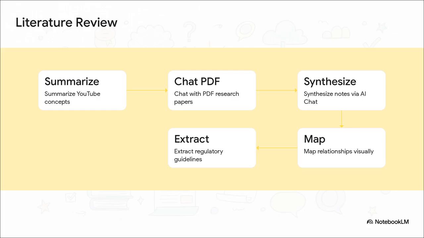First, you summarize YouTube lectures for baseline concepts. Second, you chat with PDF research papers to extract data. Third, you ask the AI to synthesize all those saved notes. Fourth, you map the relationships visually. And fifth, you extract regulatory guidelines from an official PDF. Boom! You just completed a comprehensive literature review in a fraction of the usual time.